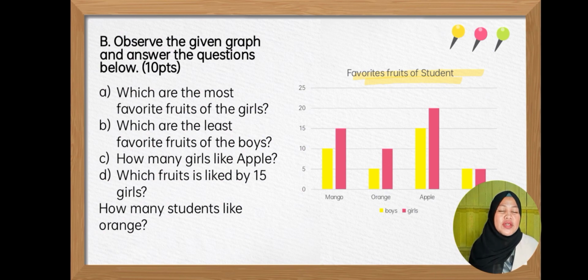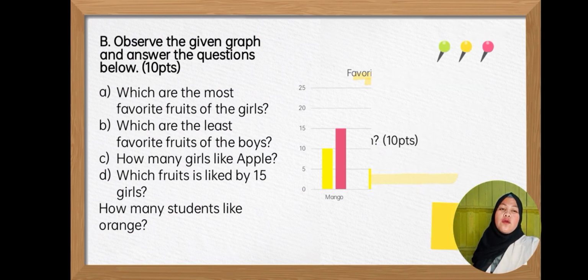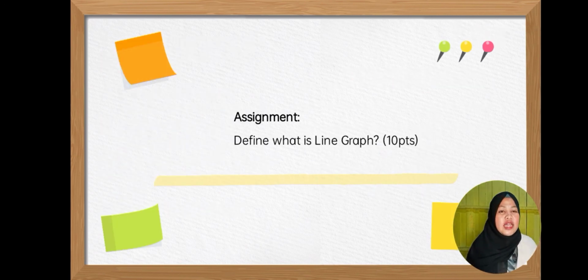Okay, time is up. You can now pass your paper. So before I really end this session of class, you have now your assignments. Define what is line graph. Write in your paper, note, I need the definition of line graph for the 10 points. Okay, you write it? Okay.